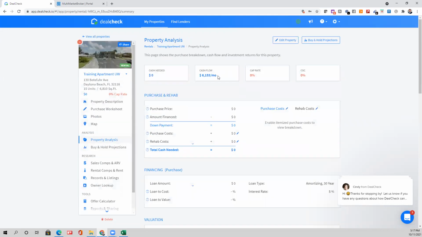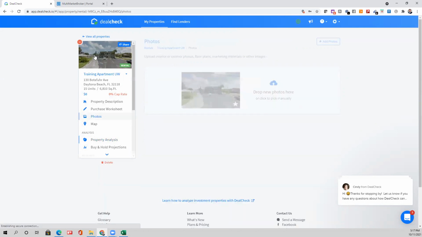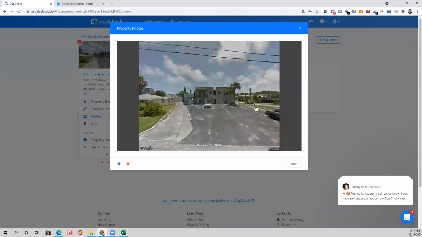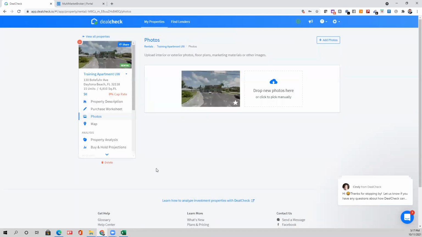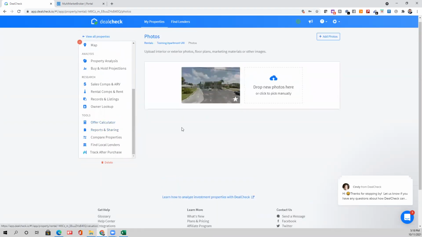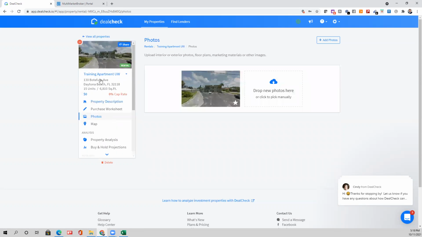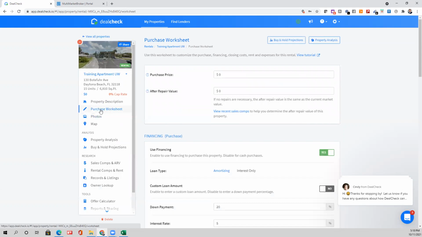See? So here's the cash flow per month. And this is cool because if you don't have the pictures yet, this just gives you a snapshot, right, of the building and gives you somewhat of an idea. There's maps, different stuff. So now we've got to go back to the worksheet. Okay.